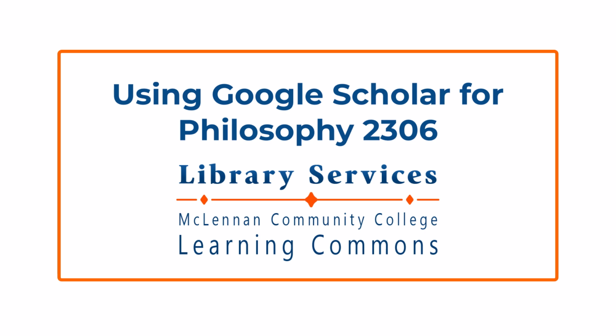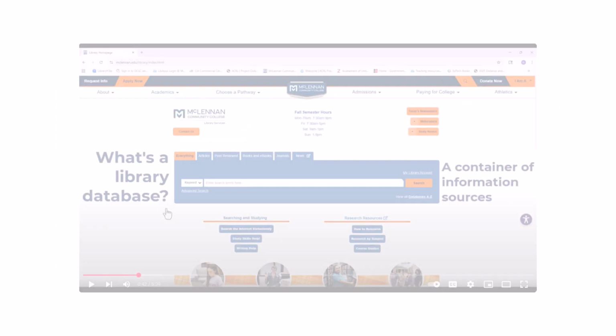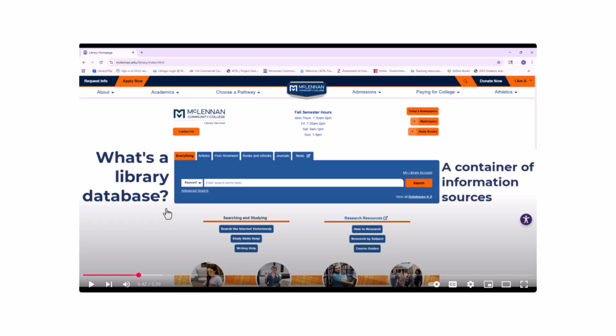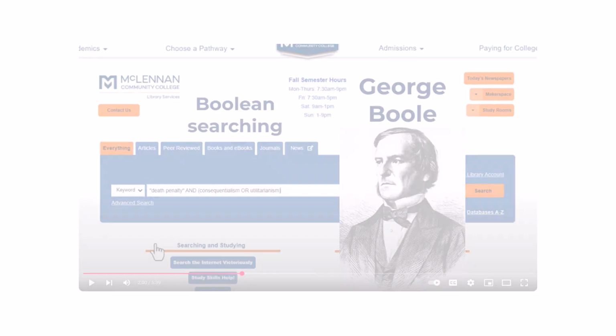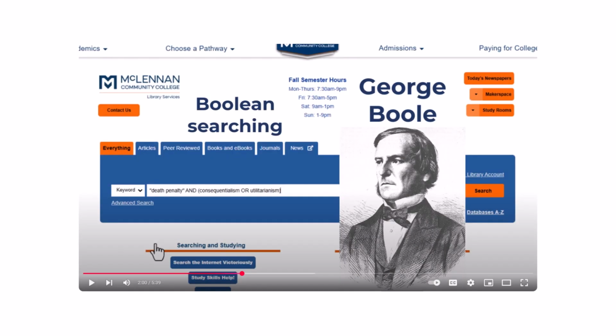Welcome! This video will help you find philosophy articles and book chapters from Google Scholar for parts 2, 3, and 4 of your research projects. If you have not already done so, please review the video about finding sources from the library. Some of the information in this video builds on information from that video.